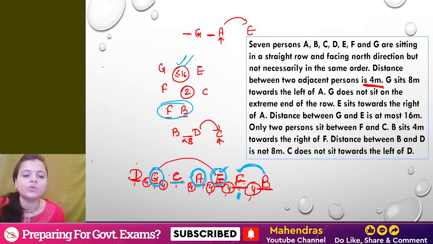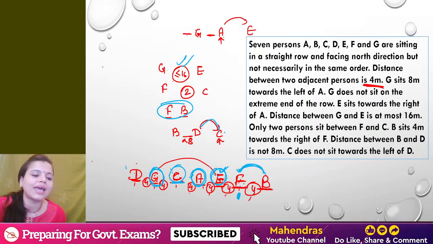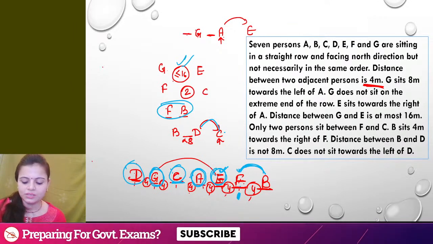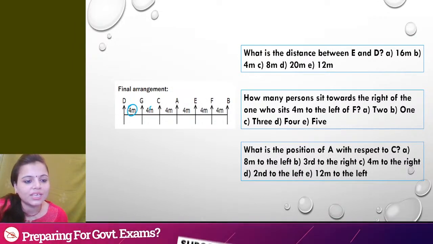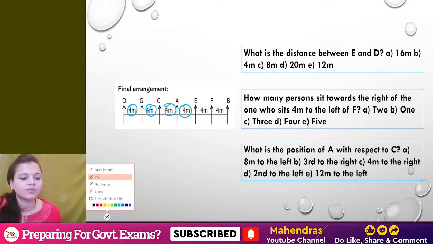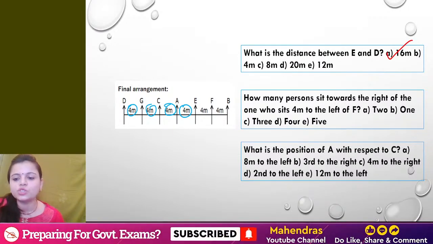And they already told you that C is right of D. So this is the place for C and this for D. Okay. So this is your final arrangement. What is the distance between E and D? So the distance between E and D is 4 plus 4 plus 4 plus 4. It's 16. So answer is 16. How many persons sit towards the right of the one who sits 4 to the left of F?